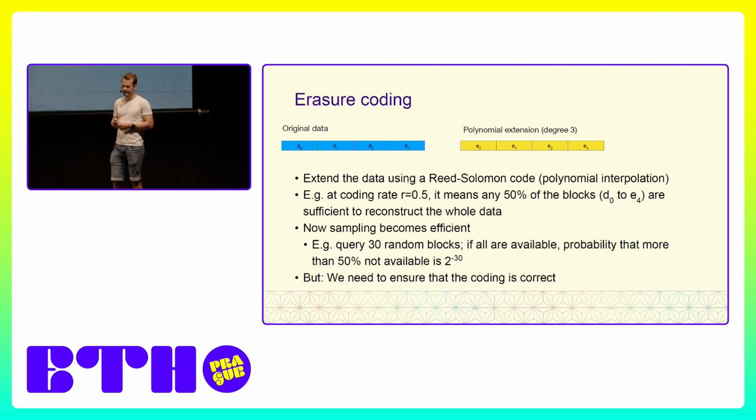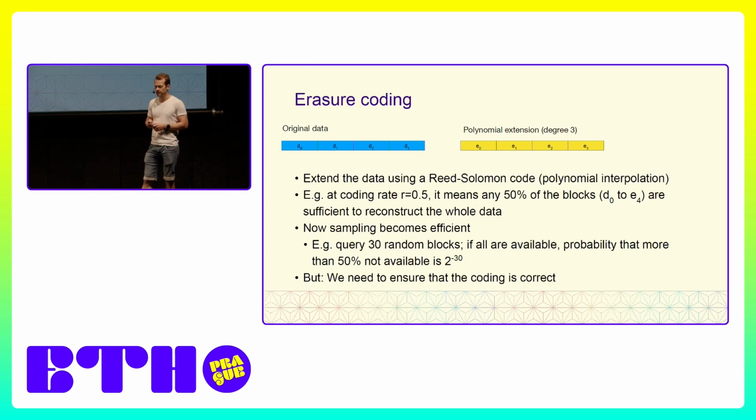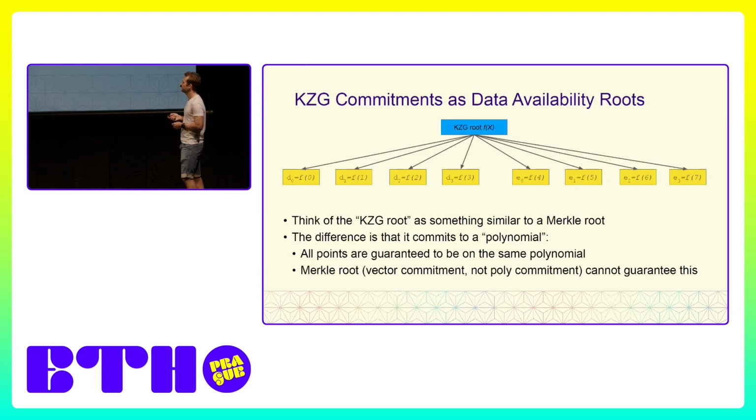And the one tricky thing here is that what we still need to do is somehow ensure that this coding is correct. So the one thing that we basically skipped over here is we have these 8 blocks, but what if someone just puts random data in there? Like they just aren't actually on this polynomial of degree 3. It's just random data. And then everyone could download 50% of it, but if they try to reconstruct it, they would all arrive at different data. So that doesn't work. And this is where KZG commitments come in.